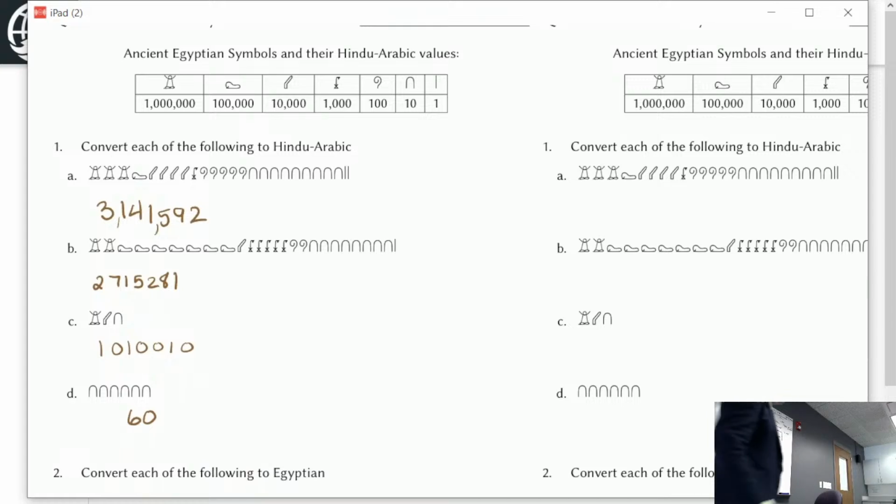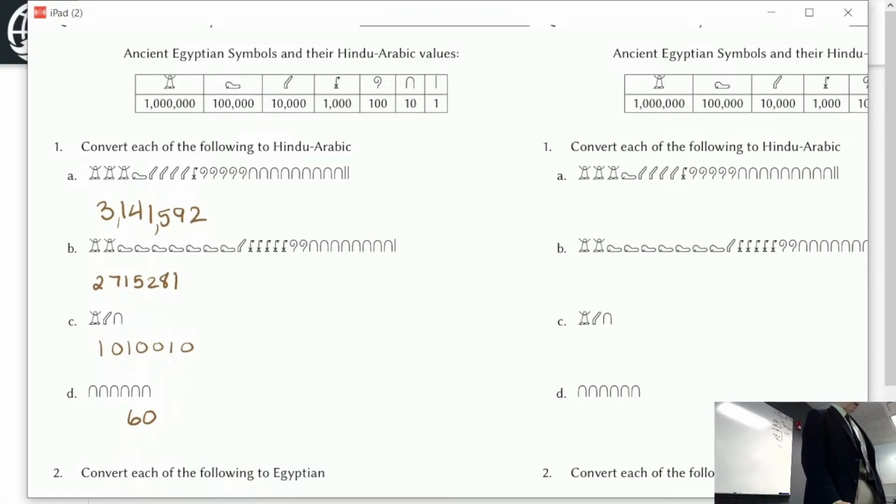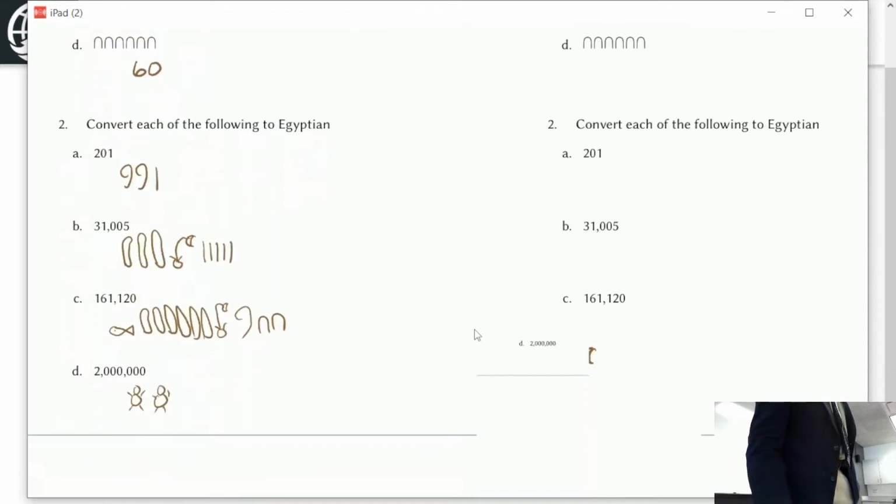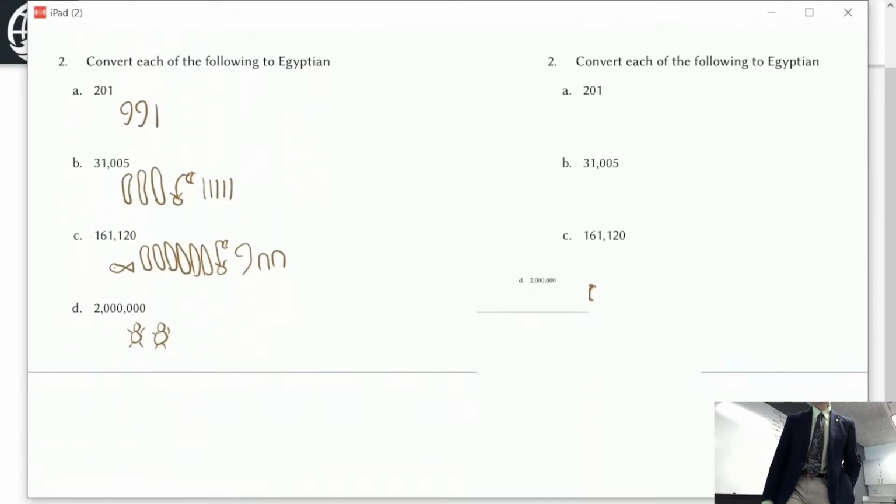And then converting to Egyptian isn't bad either. So you should all get this 100% on the quiz as well as on the test. So I don't know what's going on there, but yeah, that one's right.